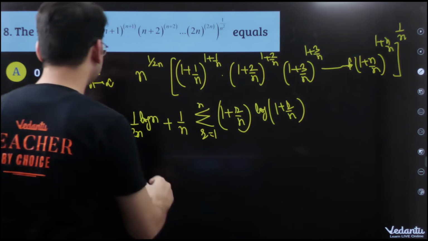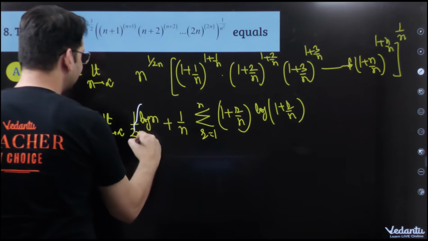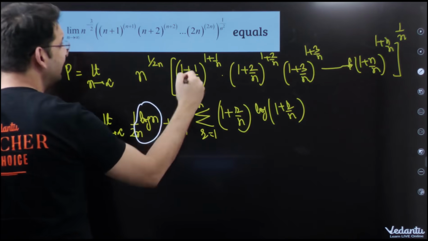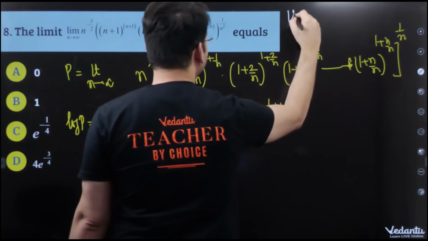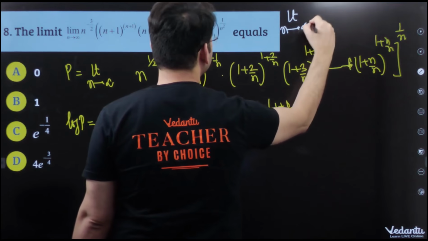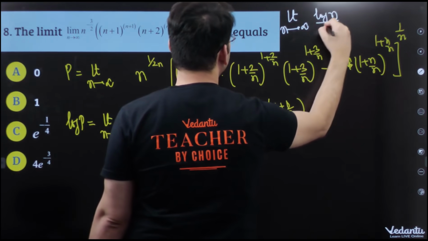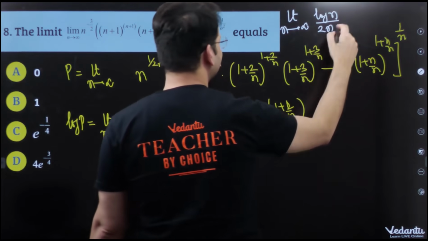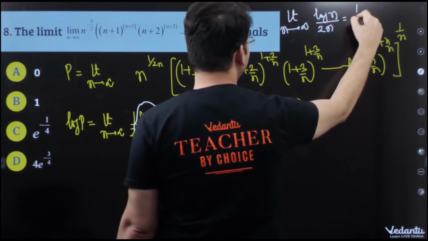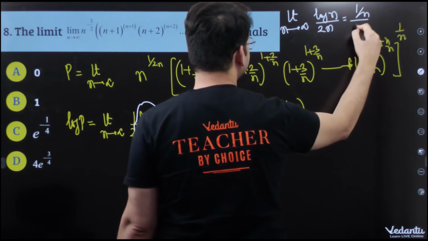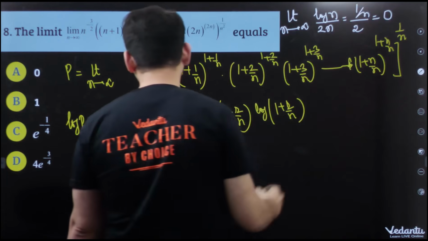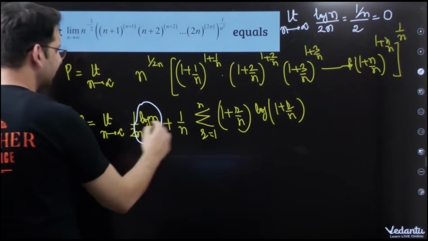So first of all, this term, this is infinity by infinity form. Log n by n, infinity by infinity form, limit n approaches infinity. Log n by 2n is infinity by infinity, so we can apply L'Hospital's rule. So this is 1 by 2n, this is 0. So this is 0 clearly. The first part is 0, right?